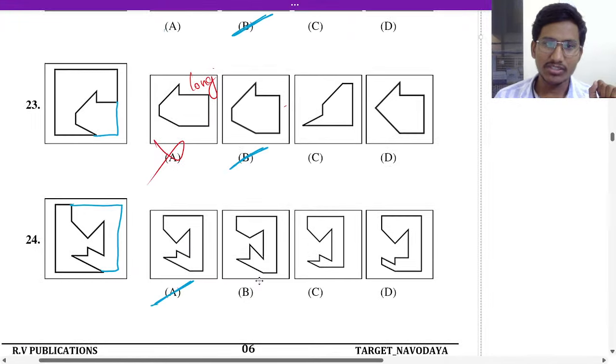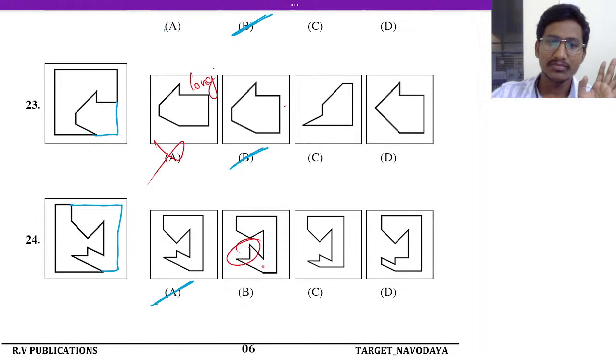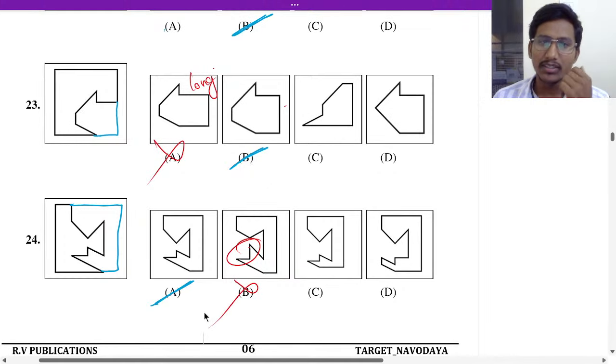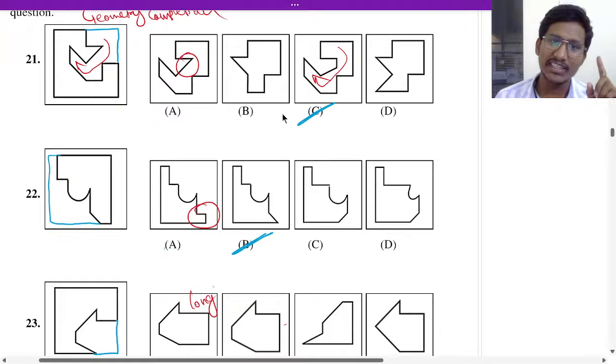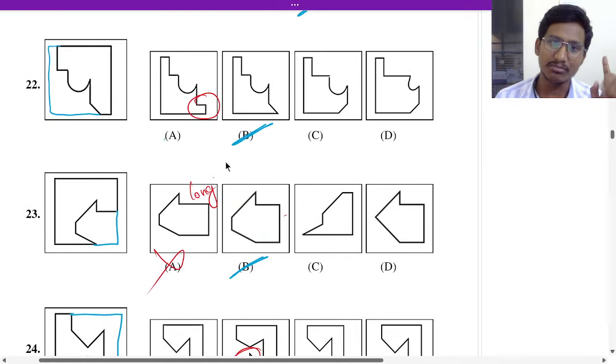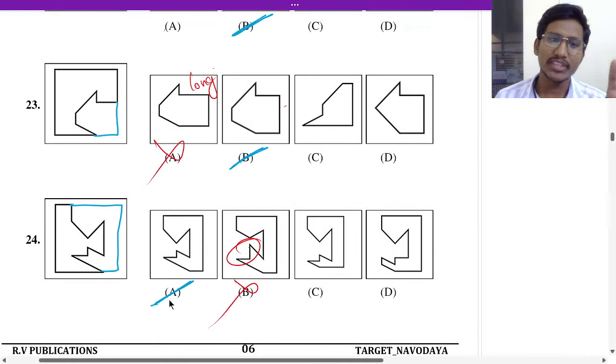Got it? Next, students, 24. So 24 is option A here, very easy. It is not like this, that is why B is not the answer. I hope everyone understood this. So 24 is A. To recap: 21 is C, 22 is B, 23 is B, 24 is A.